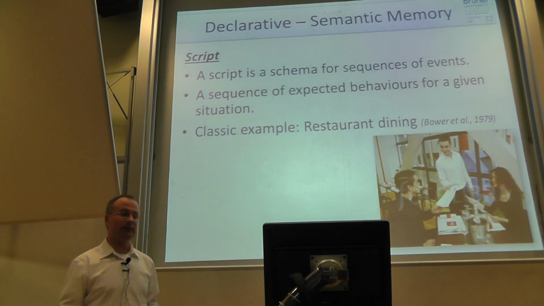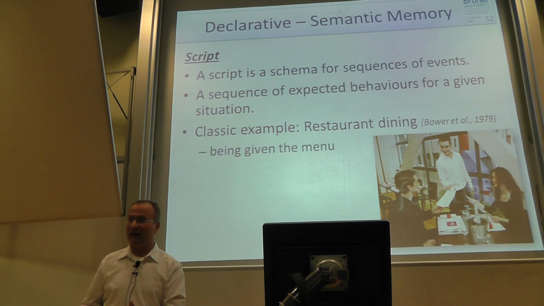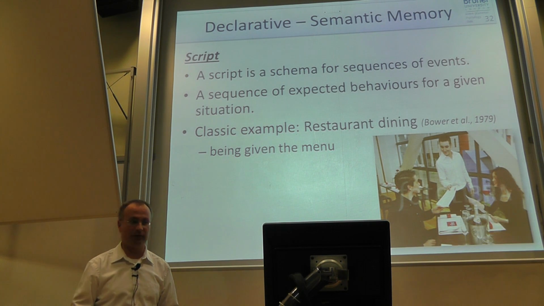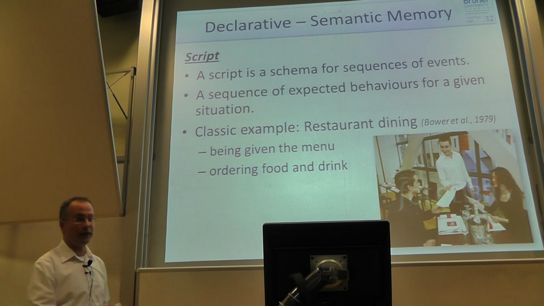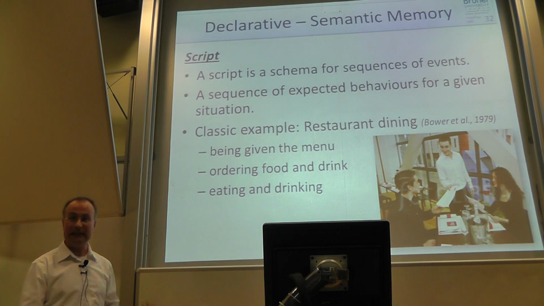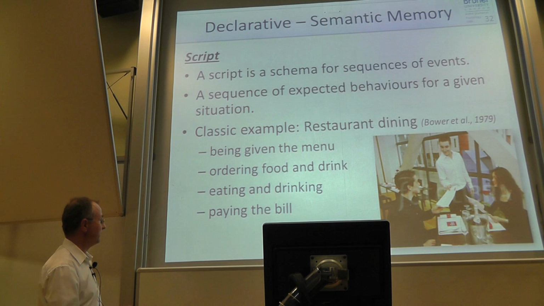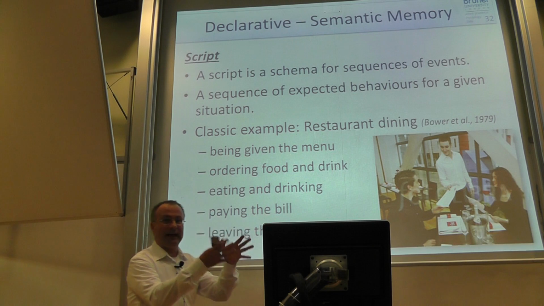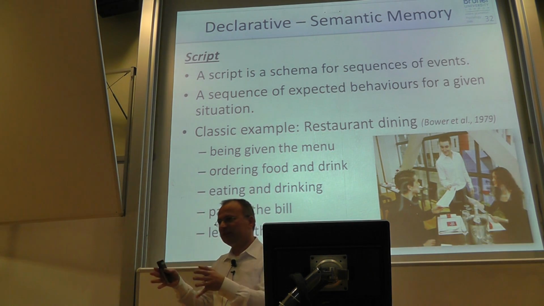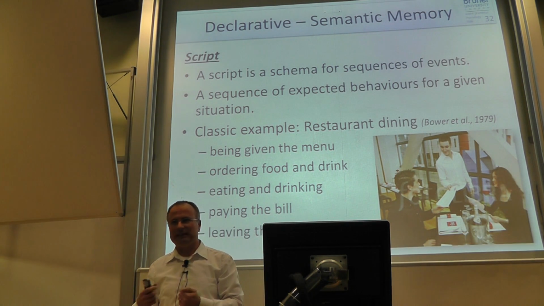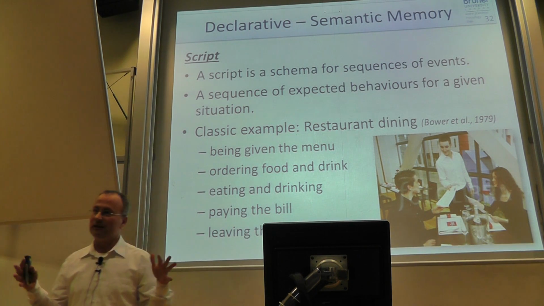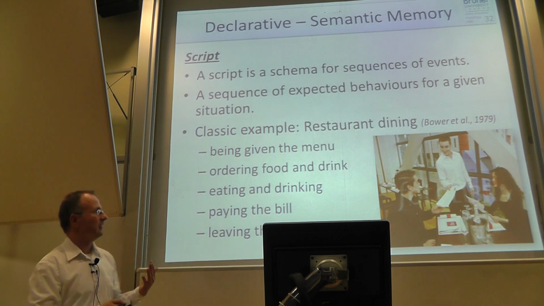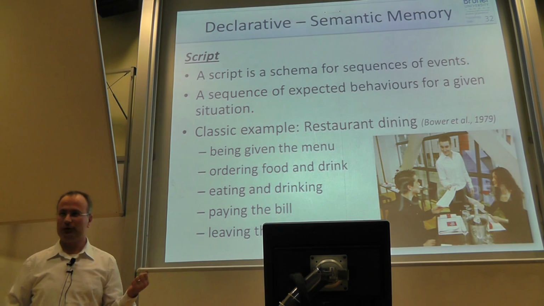A very typical script could be something like you enter the restaurant, you will be given the menu, unless you're at McDonald's or something. You have to order food and drink, then you eat and you drink, you pay the bill, and you leave the restaurant. Of course, you can have further subdivisions, a higher level of detail, but I think the idea is right. So that you have this implicit idea of what you have to do.